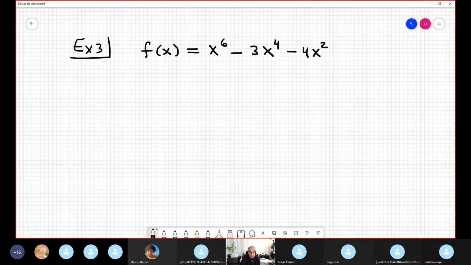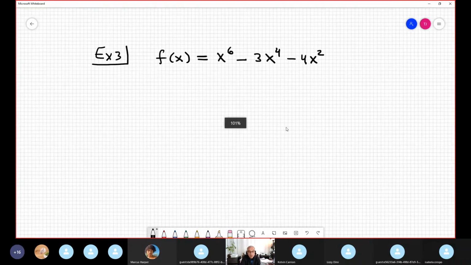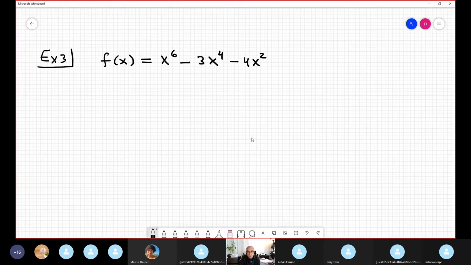Okay, so I need a little bit of help. The degree of this polynomial. What is the degree? Tell me. What is the degree? Hey, what is the degree? 6. 6. Very well.